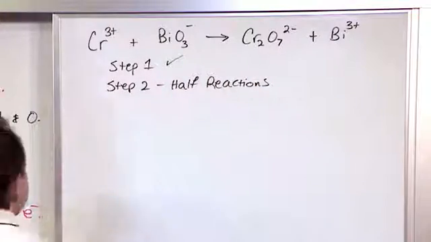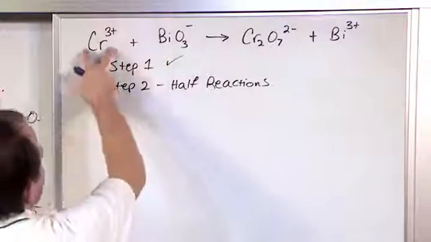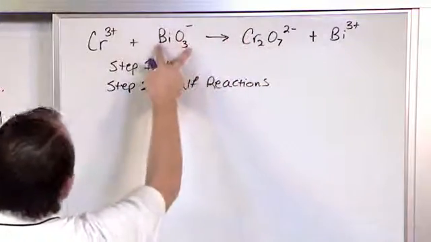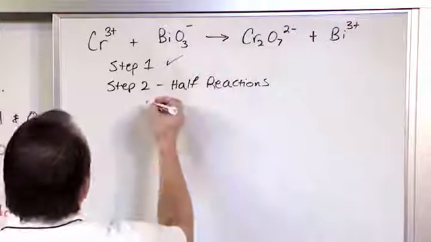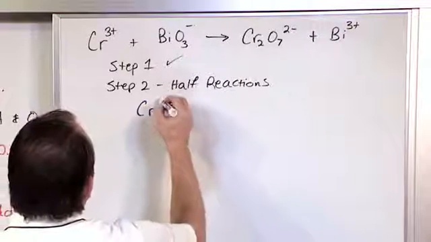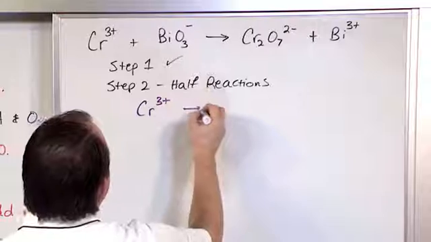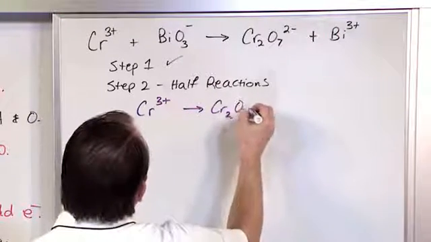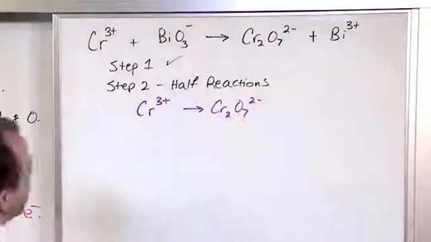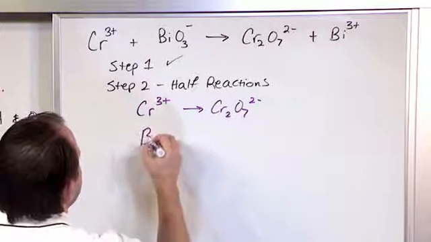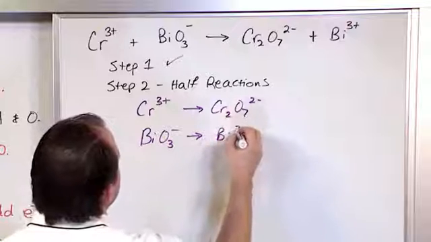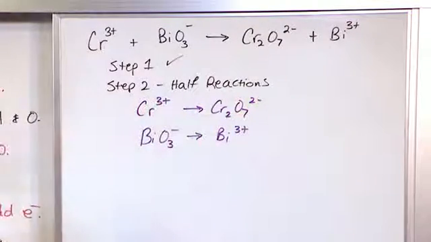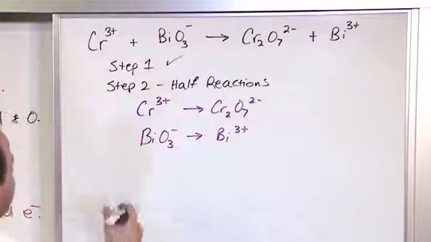Now step 2 is to write as half reactions. The chromium's obviously going to go with the chromium. The bismuth ion over here is going to go with the bismuth over here. So we're not balancing anything here. We are just writing it down. Cr3+ is going to go to Cr2O7 2-. That's one of these half reactions. And then we have that BiO3 ion going to Bi3+. So step 2 is only writing the half reactions down, not with any electron transfer or anything like that.